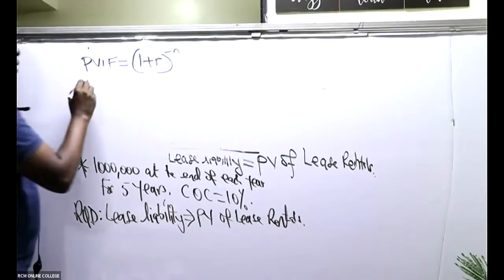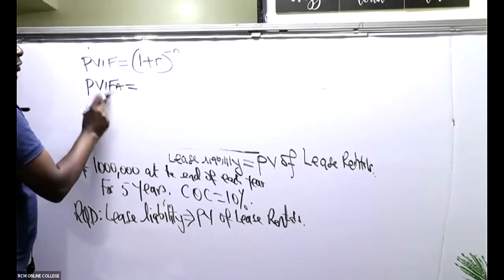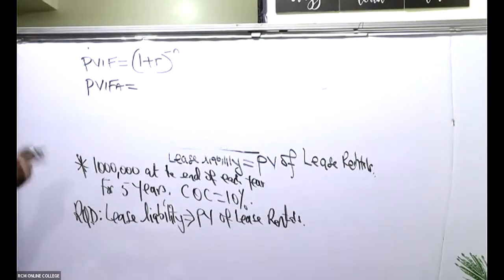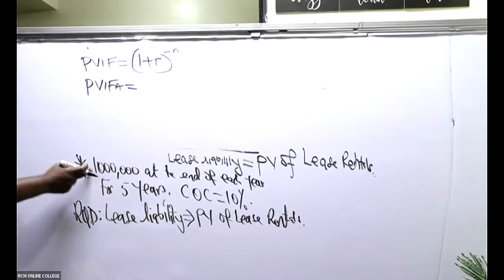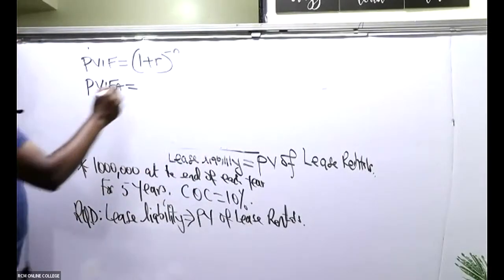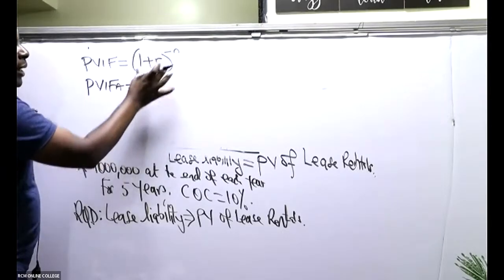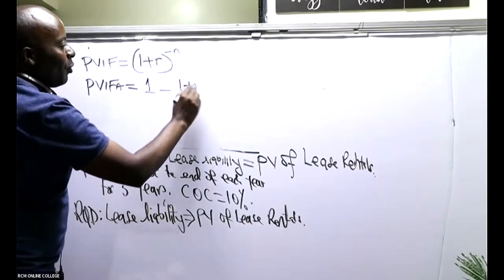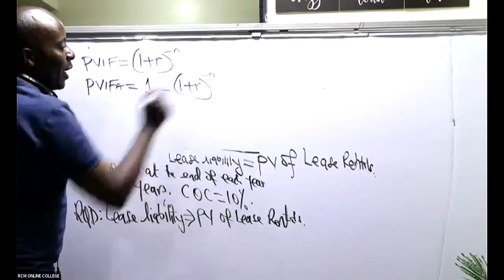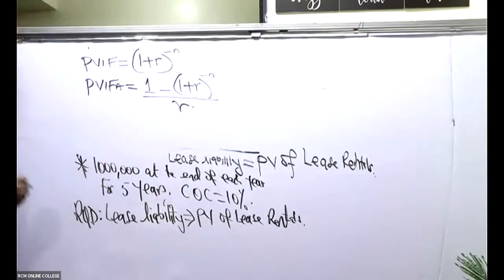How about in this case here, PVIFA? How about present value interest factor of an annuity? Like now, this is $1 million every year. So it's an annuity. So if it's an annuity, we shall take 1 minus this simple formula. Our simple formula is 1 plus R raised to negative n. And then everything to be divided by R.